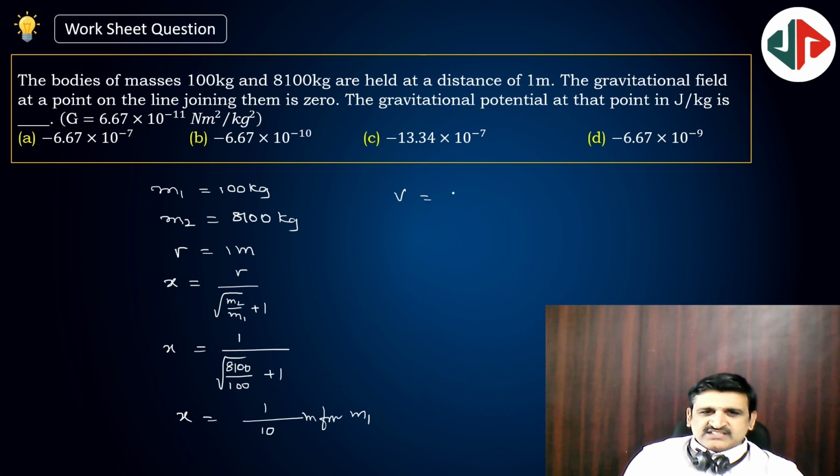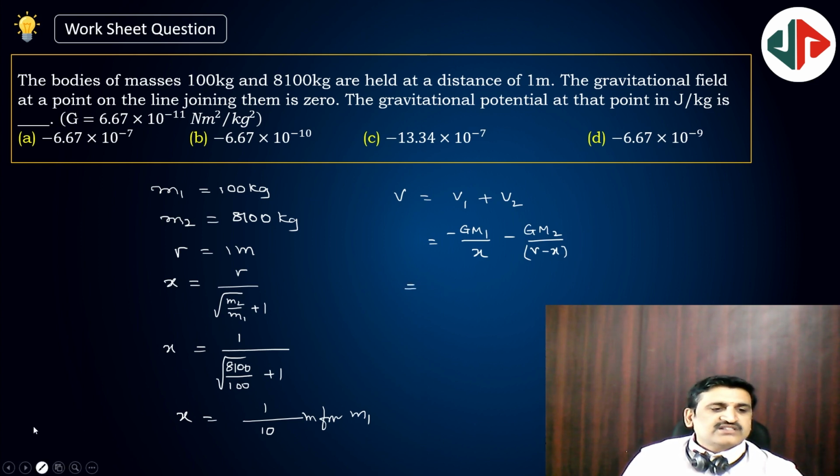Now potential V is equal to V1 plus V2. Gravitational potential is negative G m1 by x from the first one, minus G m2 by R minus x from the second one. So we need to simplify this. That is equal to, what I can take common is G, m1 and m2 are different. Oh, very big calculation it has. Minus G can be taken common; the remaining things cannot be: m1 by x plus m2 by R minus x.